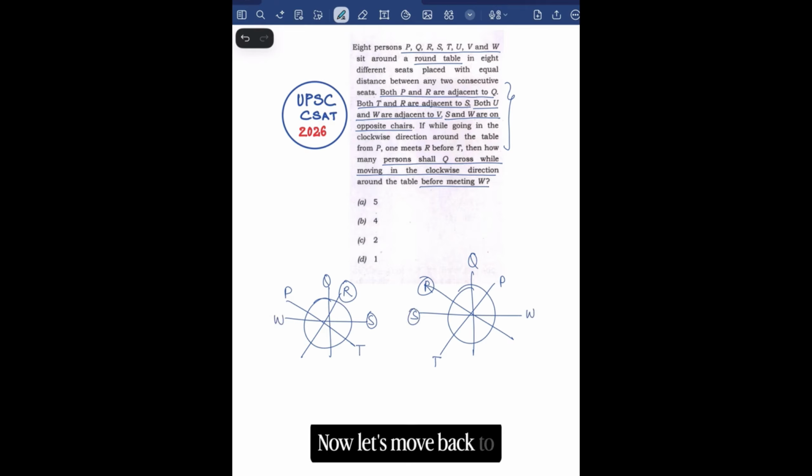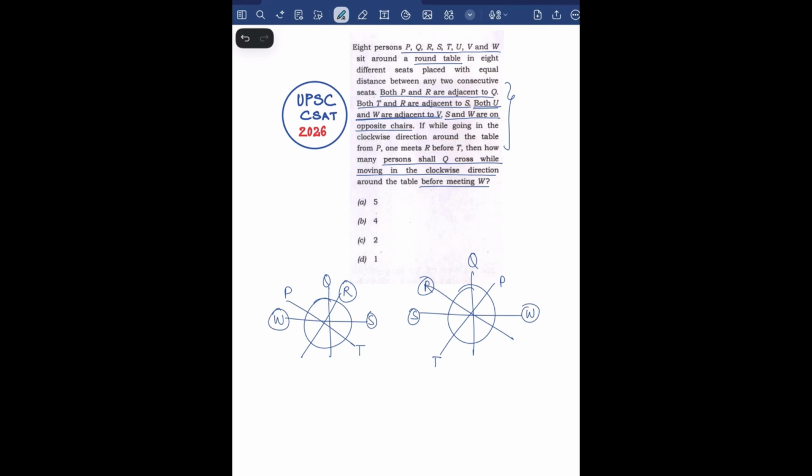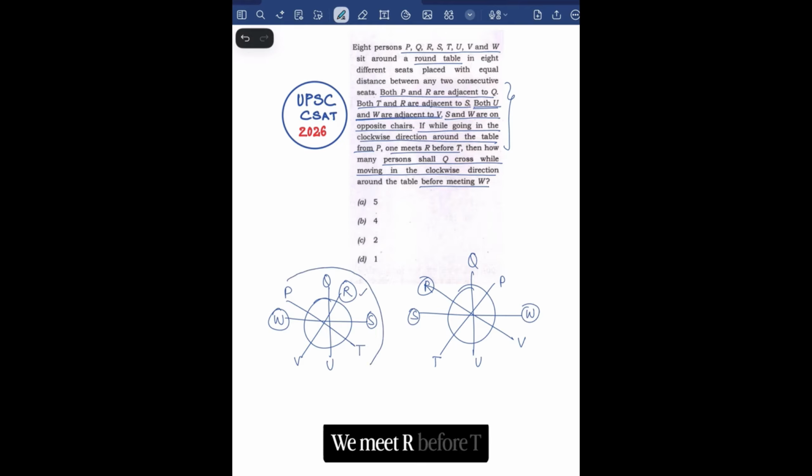Now let's move back to the previous clue that we had earlier skipped. So both U and W are adjacent to V. We have the location of W fixed. Let's place V in the middle and U on its side. Now let's read the next clue. If, while going in the clockwise direction around the table from P, one meets R before T. So let's start from P. We are going in the clockwise direction. We meet R before T. So this scenario is valid. Let's check the other scenario. We are starting from P in the clockwise direction. We are meeting T before R. So this scenario is not valid.